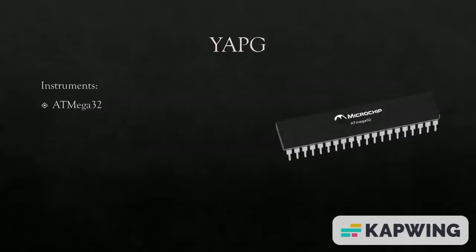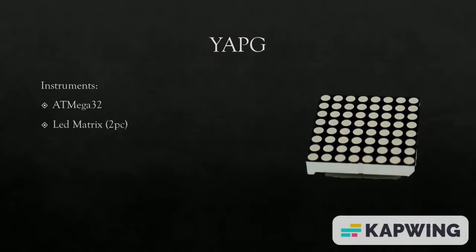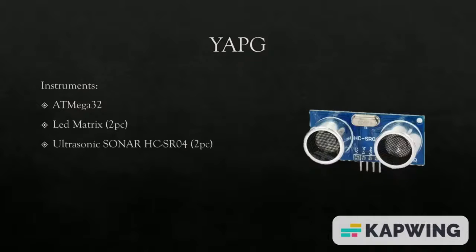So for making this game, we have used an ATmega32 microcontroller, two LED matrices as the interface where players will play the game, and two sonar sensors, which are basically the core component of our game. We are using the sonar sensors to measure the distance of our hand from the sensor, and we will use this distance to move the paddle in our game.